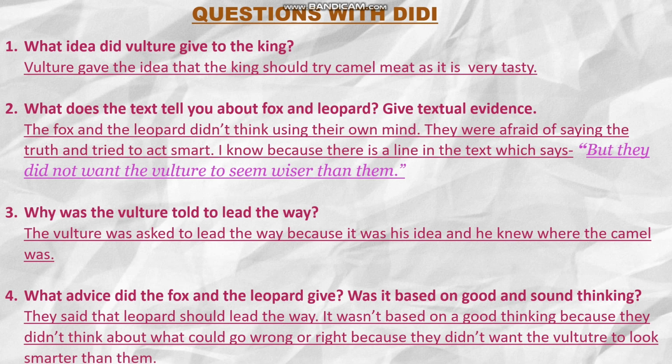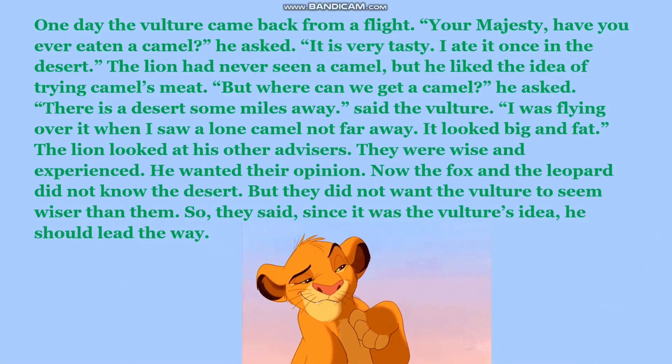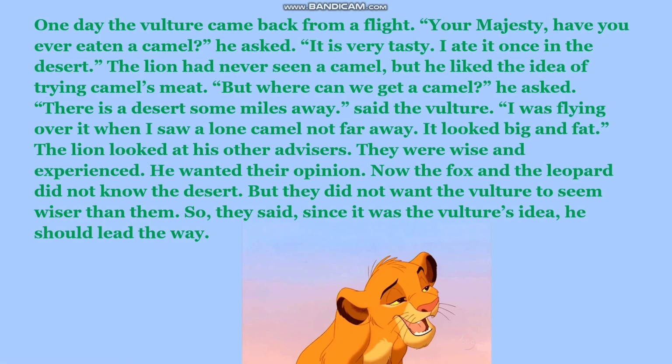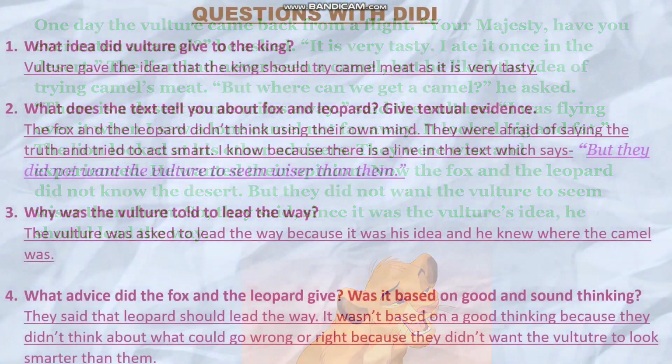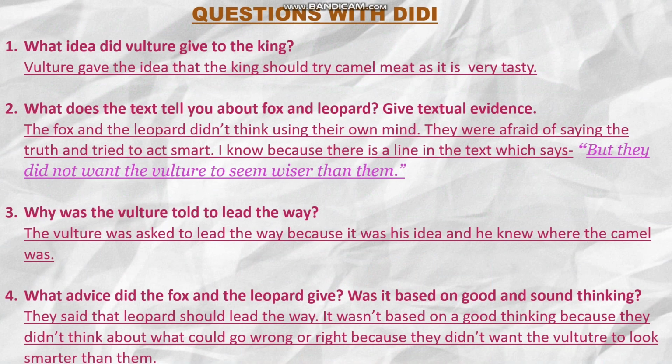I know this because there is a line in the text which says, but they did not want the vulture to seem wiser than them. So basically, the line you see here, the third last line, I put it there because it is a proof. This proof shows us that they were afraid to say the truth. So I have put it under double quotes. This is how you will also write. And I have written, I know because there is a line in the text which says, but they did not want the vulture to seem wiser than them.